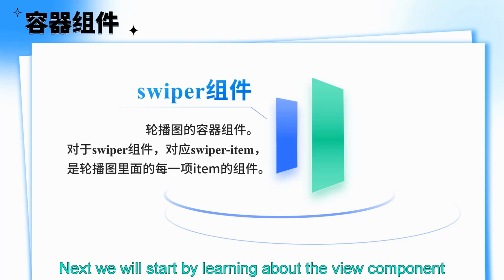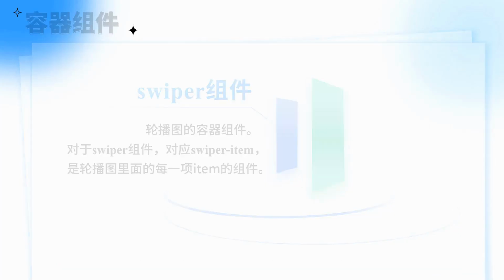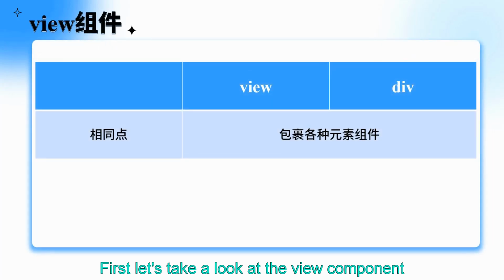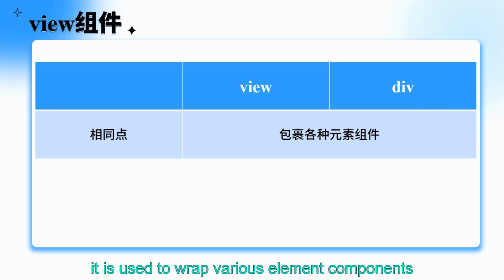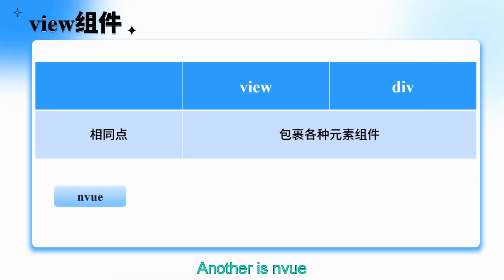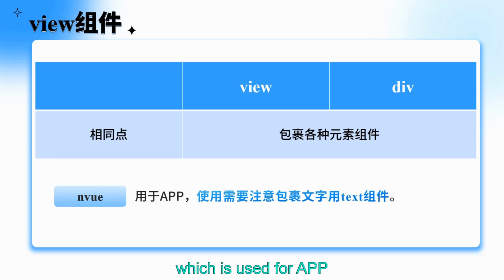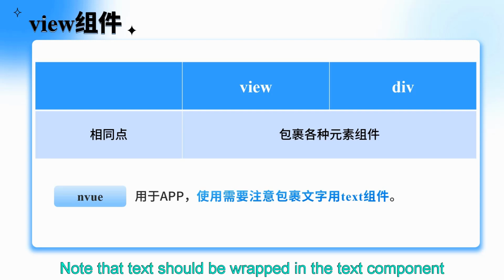Next, we will start by learning about the view component. First, let's take a look at the view component. Similar to the HTML div tag, it is used to wrap various element components. When using view, note that text should be wrapped in the text component.